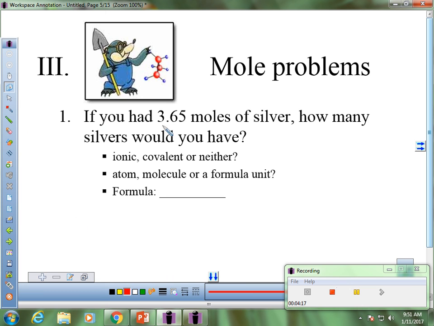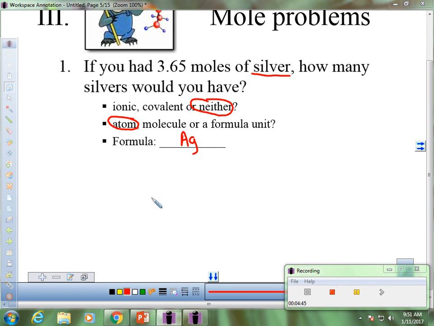Alright, so it says if you have 3.65 moles of silver, how many silvers would you have? First we're going to answer some questions. Is it ionic, covalent, or neither? Well, silver is not a compound, so therefore it is not ionic or covalent because it's not a compound. So it is neither. And it would be considered an atom because silver is just an element on the periodic table. And our formula for it would be Ag, because we want to practice writing formulas and knowing our symbols.